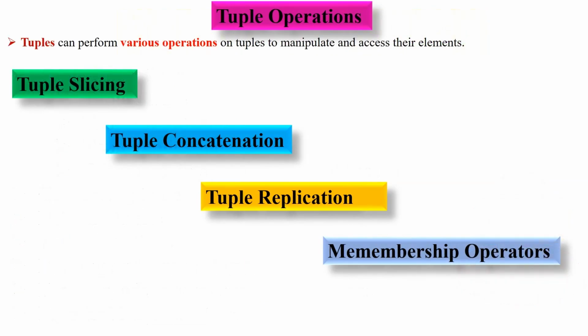In Python, a tuple is an immutable sequence of elements, enclosed in parentheses. Tuples are similar to lists, but unlike lists, tuples cannot be modified once they are created. However, you can perform various operations on tuples to manipulate and access their elements. Here are some common tuple operations in Python: tuple slicing, tuple concatenation, tuple replication, membership operators. Let's see one by one in detail.